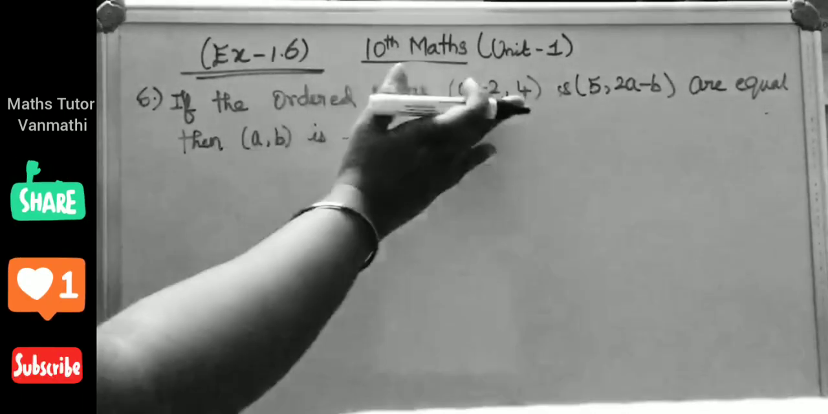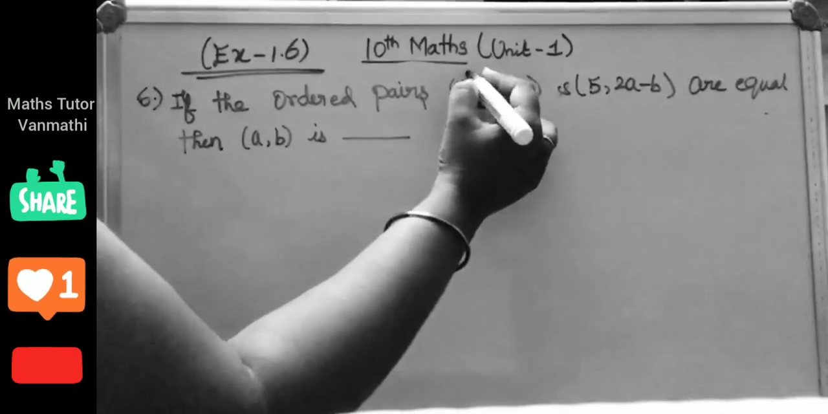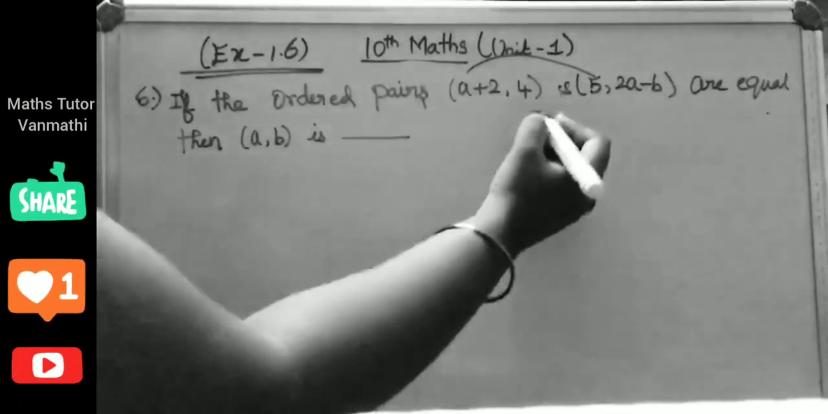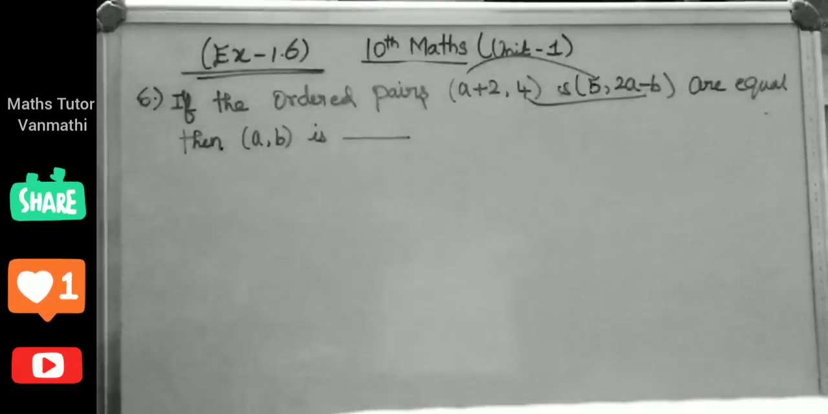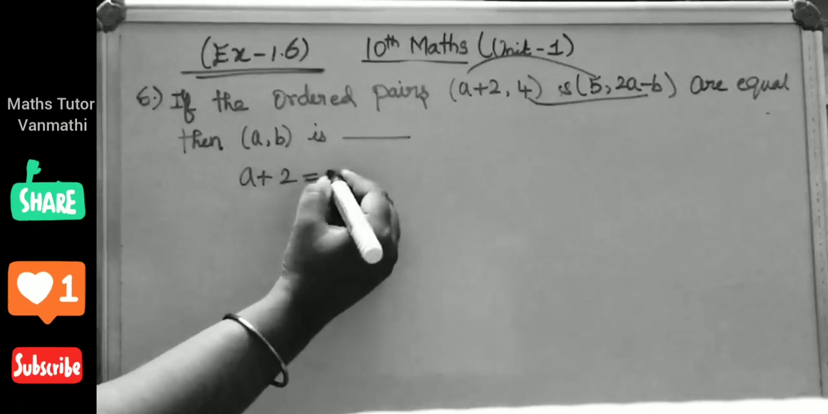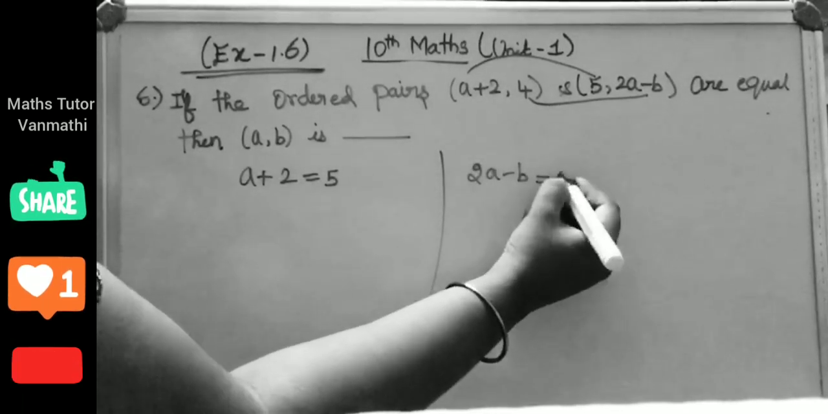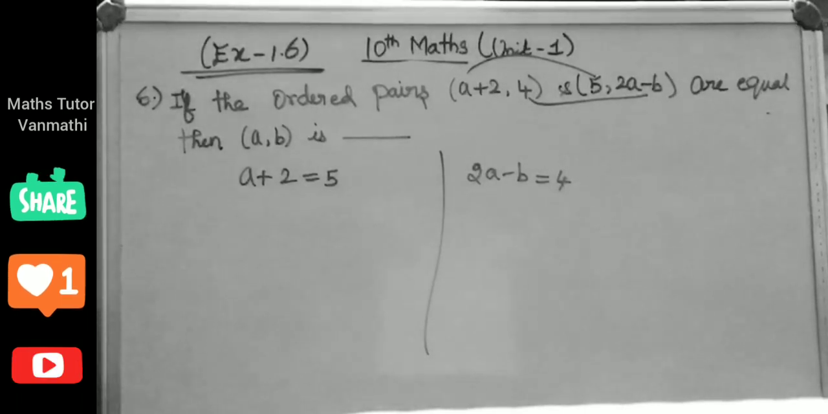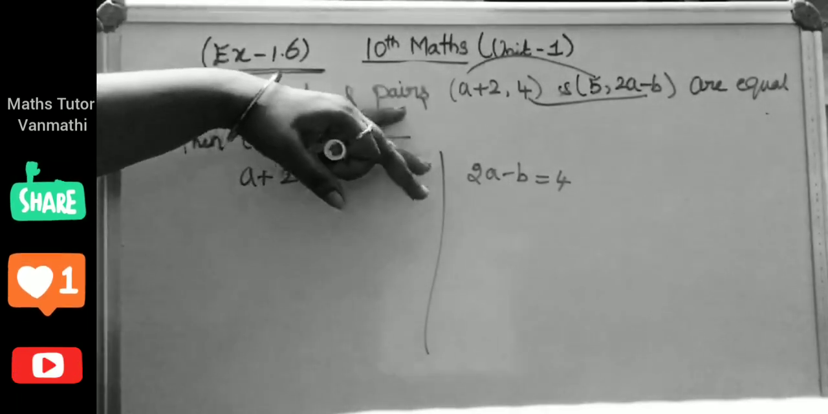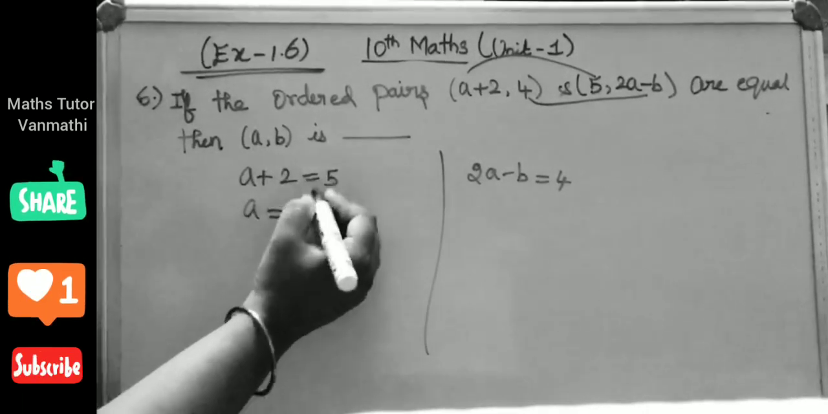So this is equal to this, like that we have to assume. Then a plus 2 will be equal to 5, and 4 will be equal to 2a minus b. So by equating this we get a plus 2 equal to 5 and 2a minus b equal to 4. Clear? Because in the given question itself they have mentioned the ordered pairs are equal. So we are equating like this. Then from this you can get the answer.